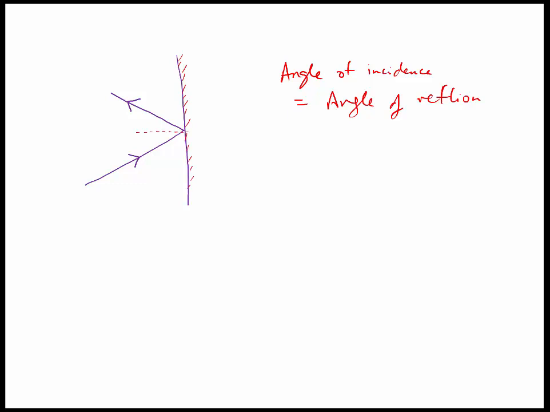Normal in physics, remember, is a perpendicular line. And the angle of incidence would be this. Let's call that theta I. Angle of reflection will be this. Let's call that theta R. So the law of reflection states that theta I equals theta R.